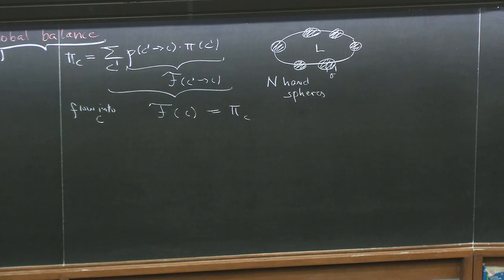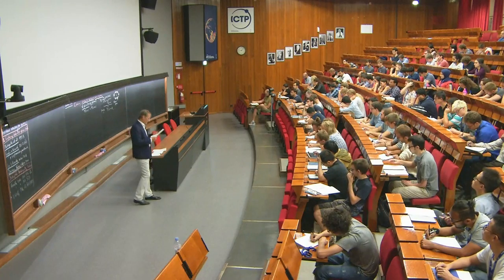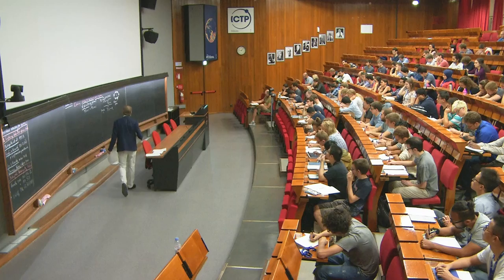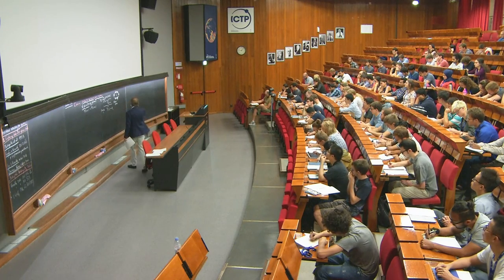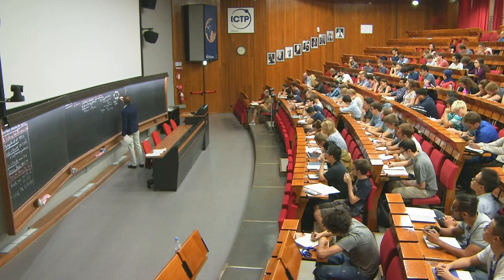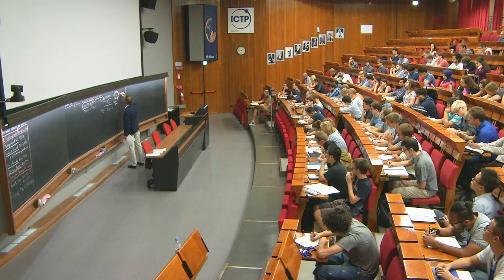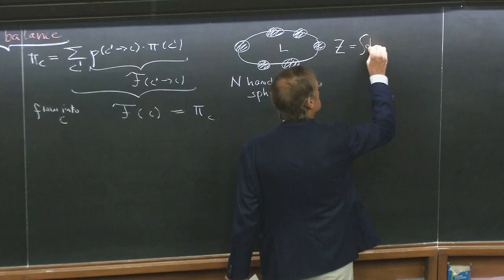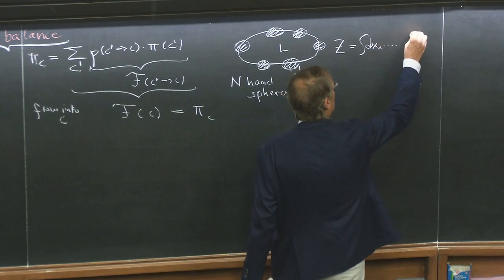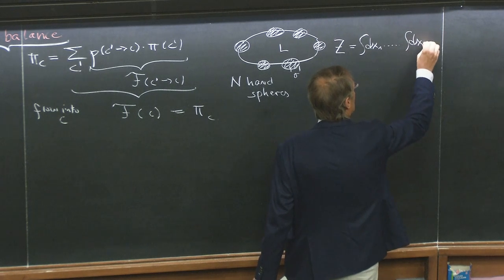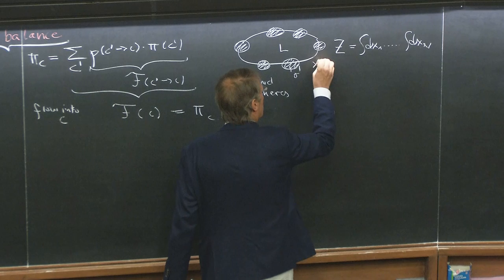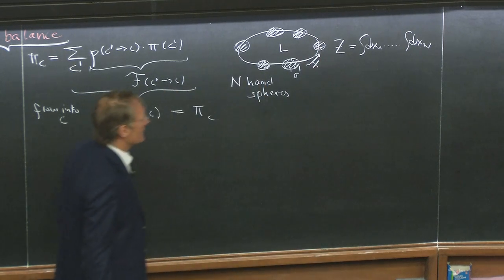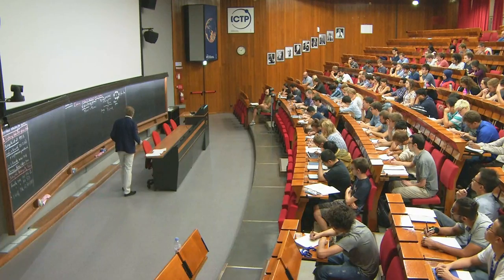And each of these configurations, each of the legal configurations, is equally likely. We can write this as a partition function, which is an integral dx1 ... dxn. So this is the variable x going this direction. I have periodic boundary conditions.